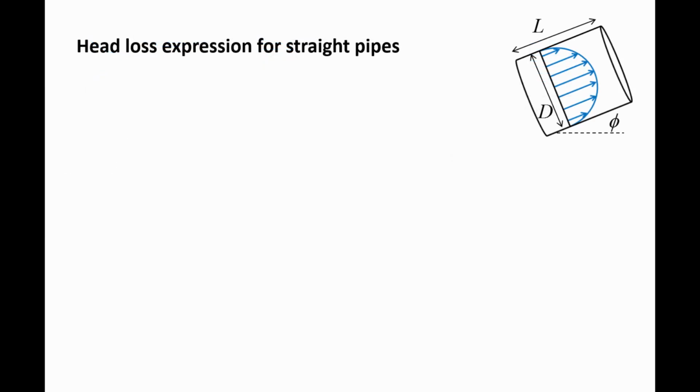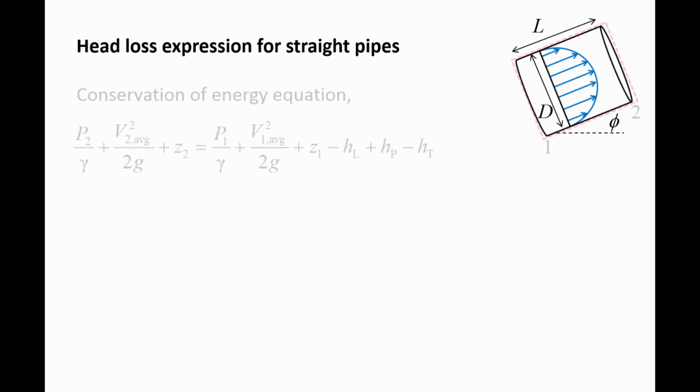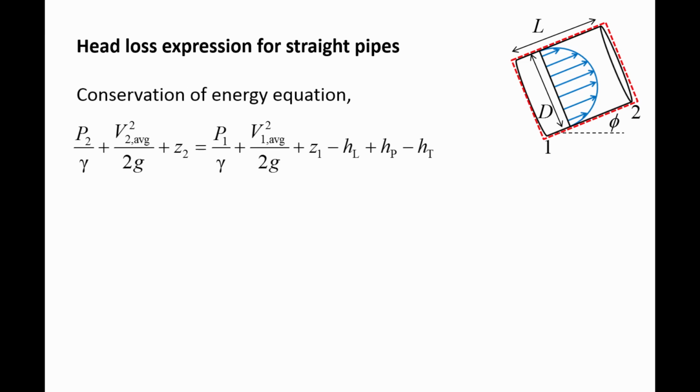The loss of pressure in a pipe system is due to frictional losses, which are quantified by the head loss term in the conservation of energy equation. Here we have a section of straight pipe of length L and diameter d, with the pipe oriented at an angle phi. We draw a control volume around the pipe section and apply the conservation of energy equation. We will label the inlet as 1 and the outlet as 2.